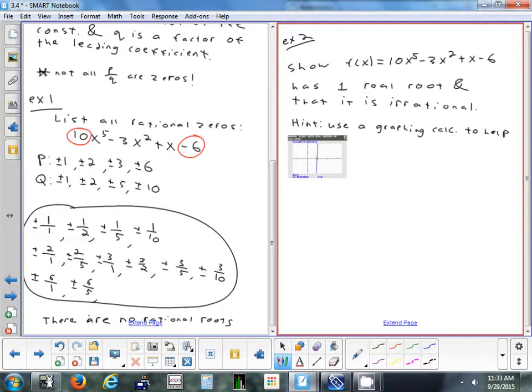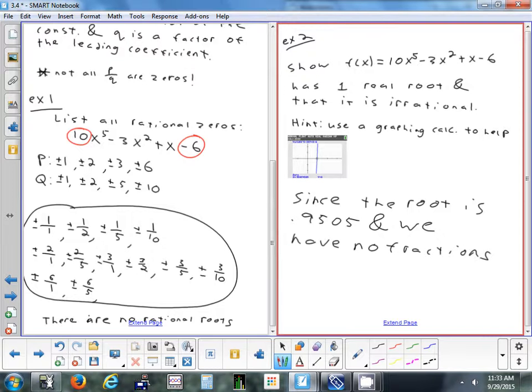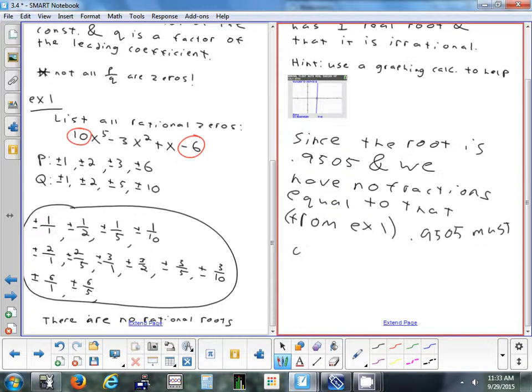So since the root is 0.9505 and we have no fractions equal to that from example 1, 0.9505 must be irrational. It's not in the list of rationals. Any questions on that?